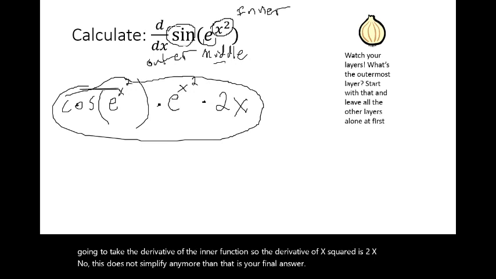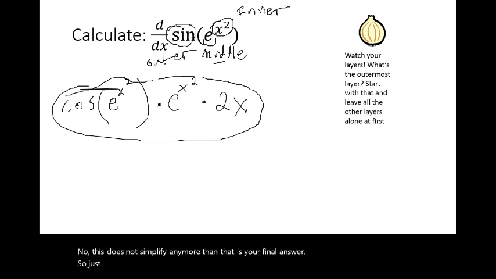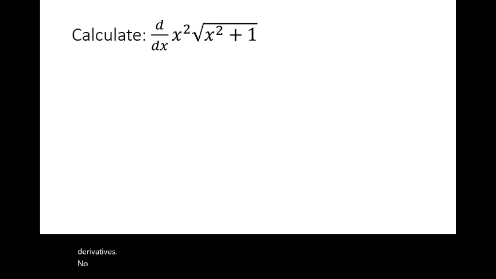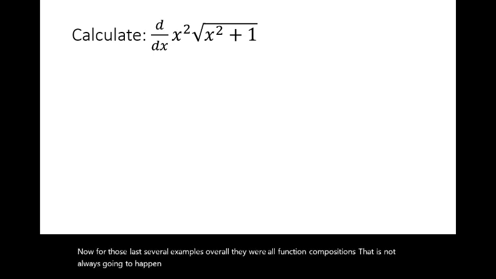So just remember that when you're using chain rule, you are going to only take the derivative one layer at a time and leave all inside layers completely alone until you're ready to take their derivatives. Now, for those last several examples, overall, they were all function compositions. That is not always going to happen. There's not always going to be a case where chain rule is basically the only rule you use. You can have other rules in conjunction with chain rule.